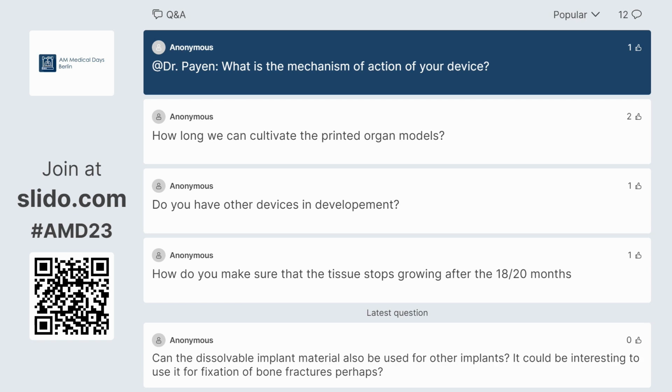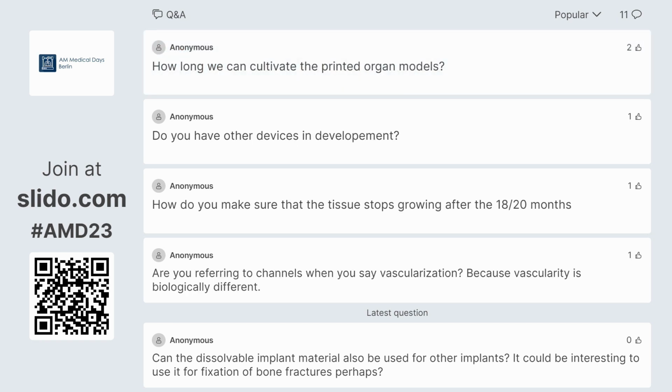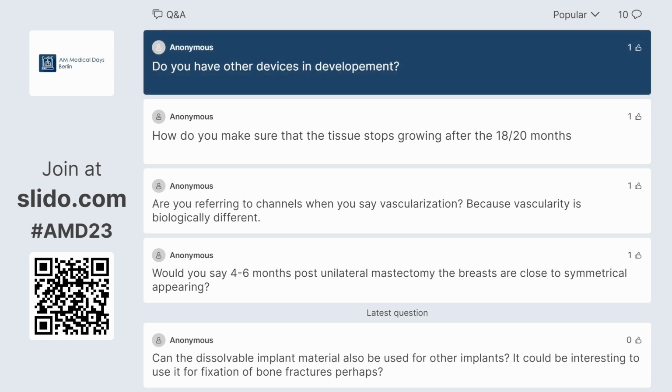Okay. And do you have other devices in development? What are your next steps? Yeah, so next steps for Lattice are the end of clinical trial and CE mark expected in 2026. We have started the discussions with FDA and plan for a breakthrough device and PMA process. So it will be a really long road and really expensive for the US.